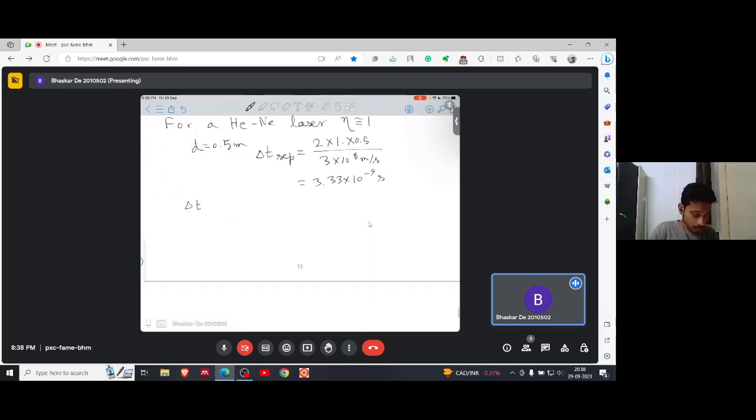Now the delta TP. So delta T shape is basically the interval between the pulses, and the delta TP is basically the pulse width. So delta TP is 1 by delta nu FWHM. This is the gain bandwidth for mode locked pulse.